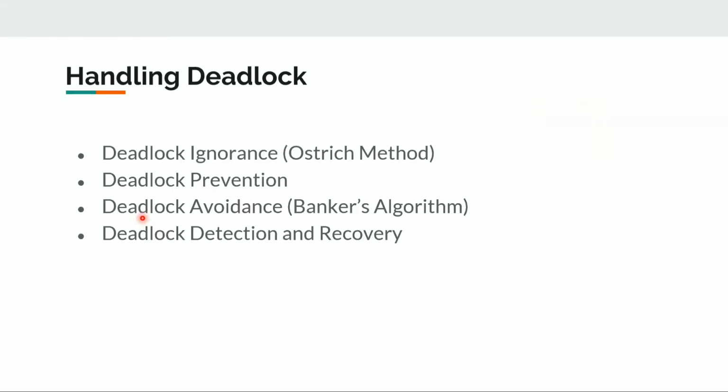By now we know what deadlock is, and this is a situation we should avoid. It is not a situation that we want. So how to handle deadlock in our system? There are briefly four methods by which you can handle deadlock. The first one is deadlock ignorance, also called the ostrich method. Second, deadlock prevention. Third, deadlock avoidance, which applies Banker's algorithm. And the fourth one is deadlock detection and recovery. We'll see one by one what they are.